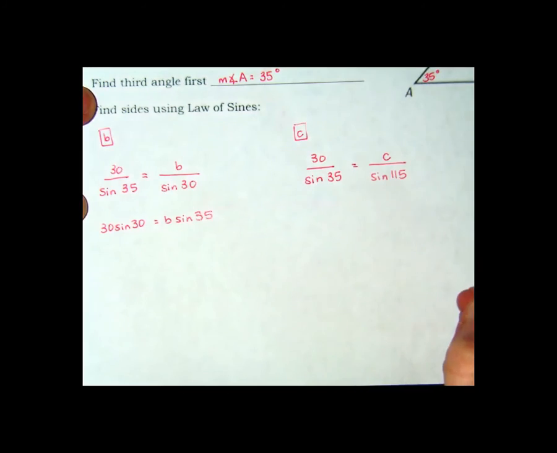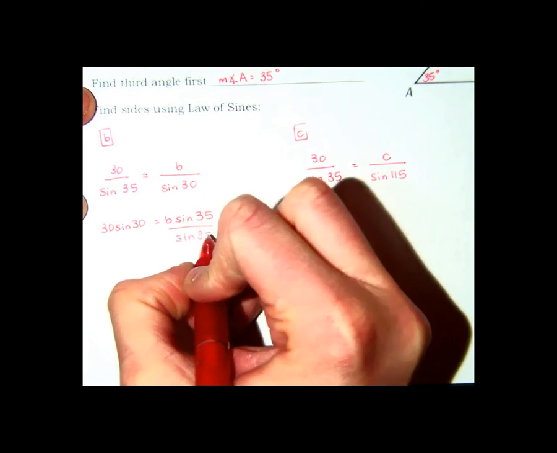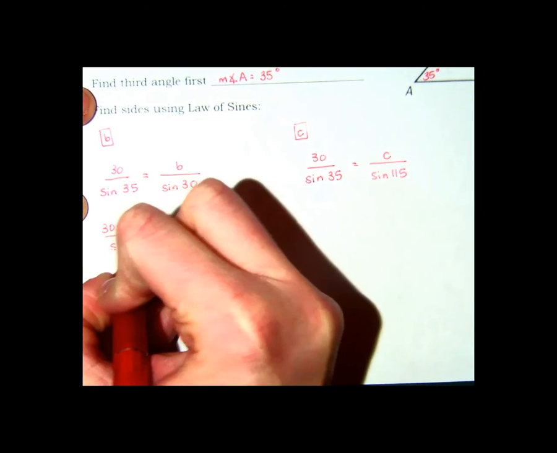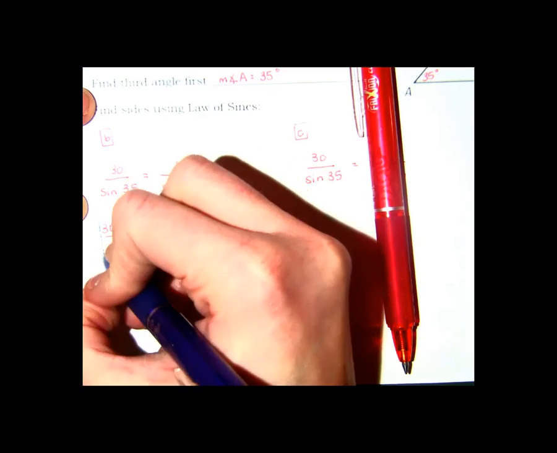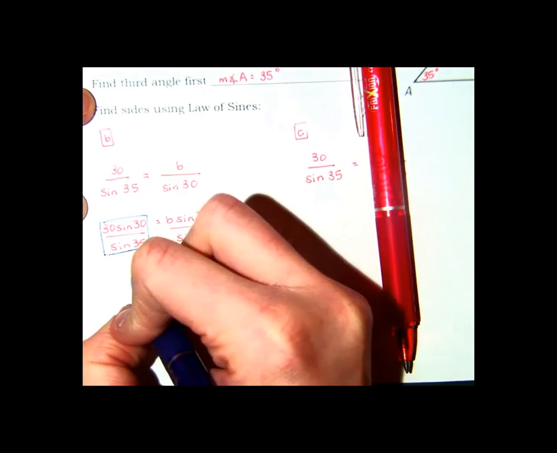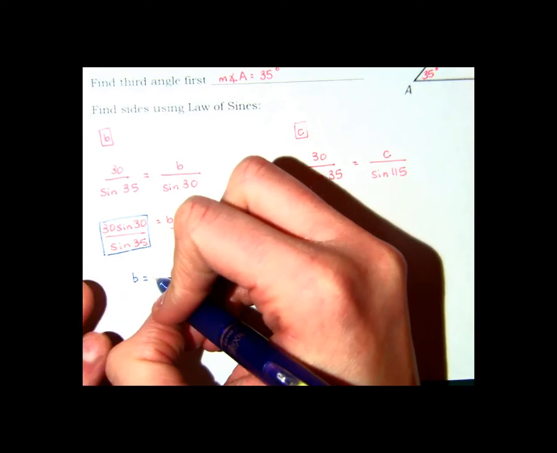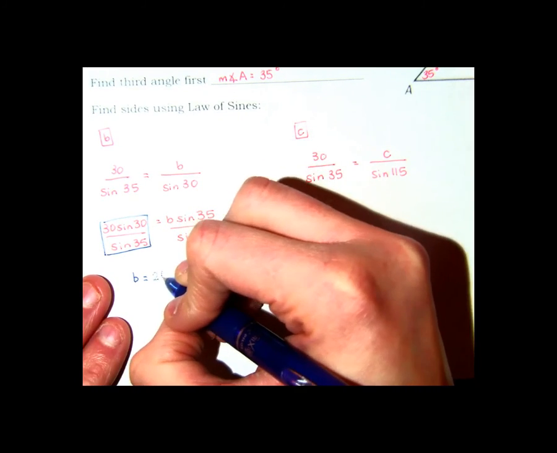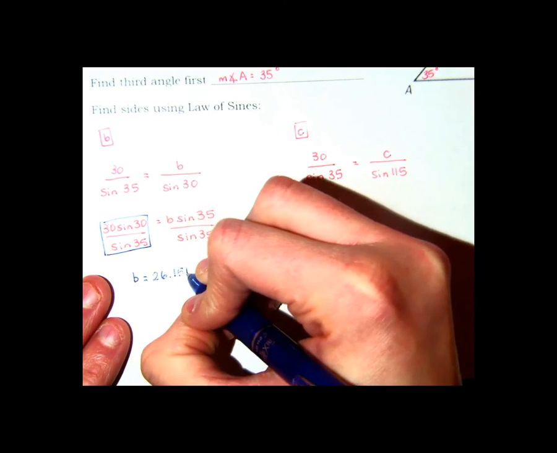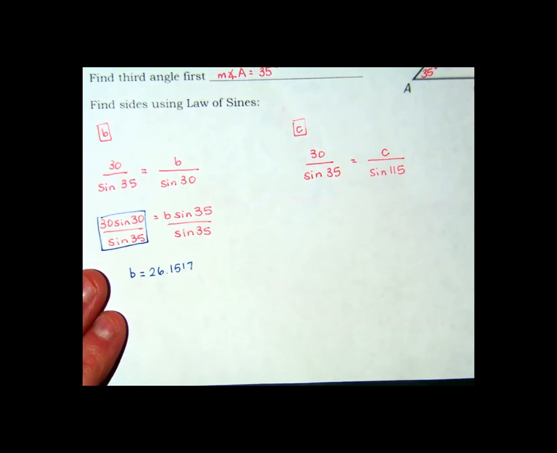Then what'd you do? And you plugged this in your calculator, correct? Okay, so what was B equal to? What? Okay. We don't have units. If we did, I would want you to put them, but we don't have any.